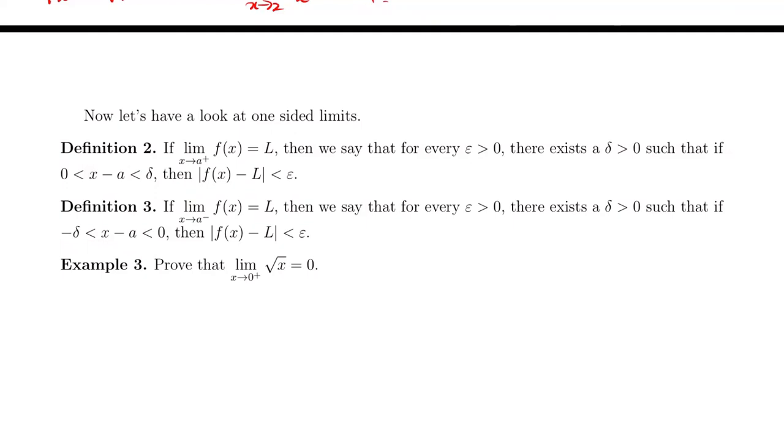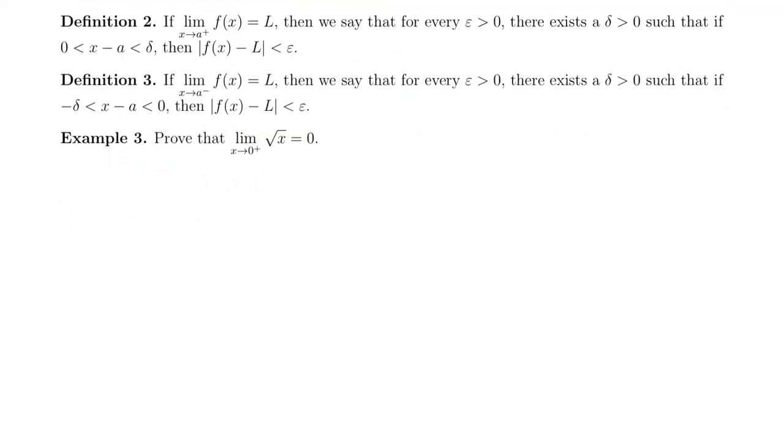So let's have a look at two examples here. For the first one, we want to show that the limit as x approaches 0 from the right of the square root of x is equal to 0. So we do the same thing. Let me draw a diagram.